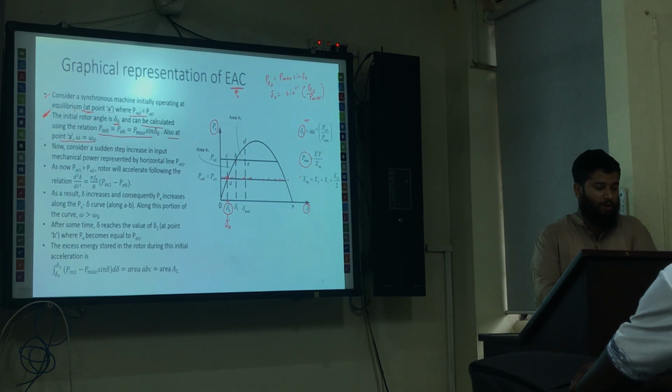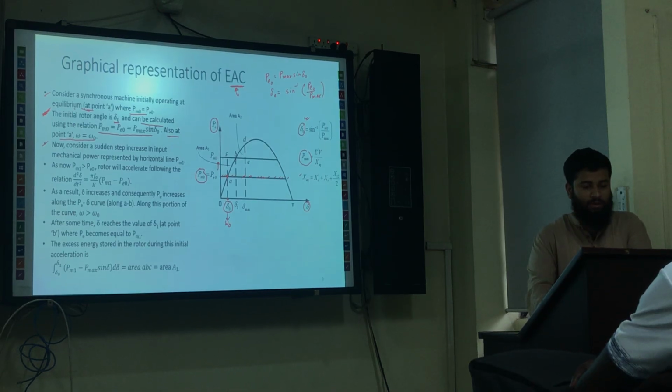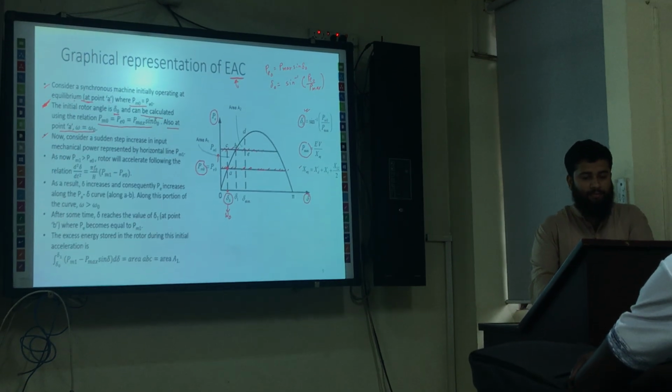Now, point number 3. Now consider a sudden step increase in input mechanical power represented by the horizontal line PM1. Previously, what was the level of mechanical power input? This is Pm0. Now we are increasing it, right? Increasing it means the line will now shift upwards. Now this is our new PM, that is the PM1, this horizontal line.